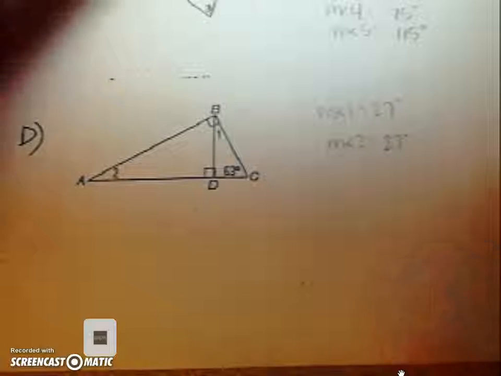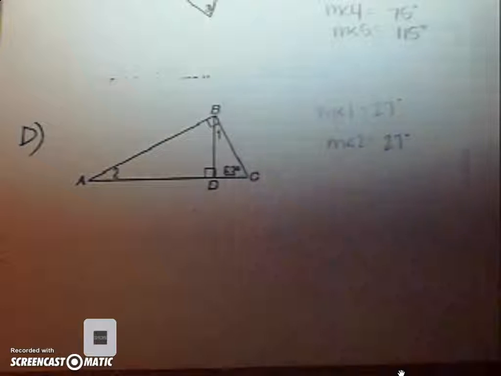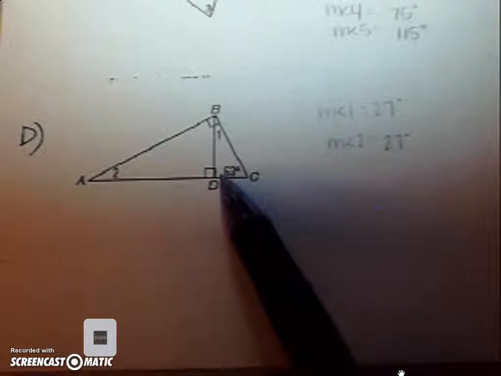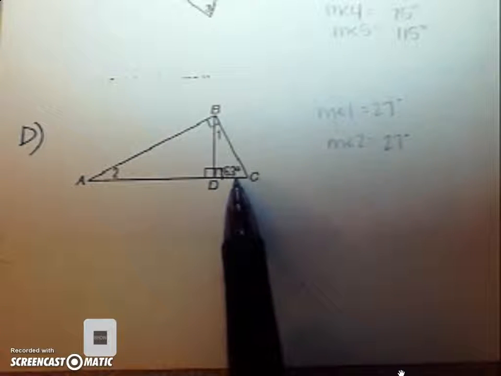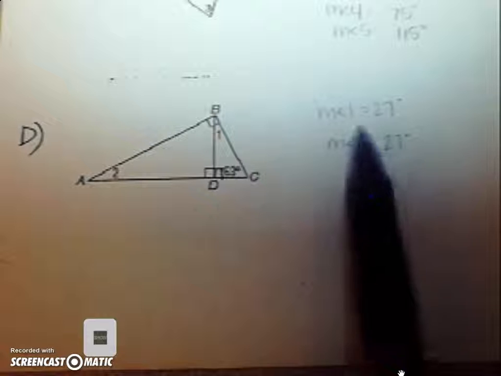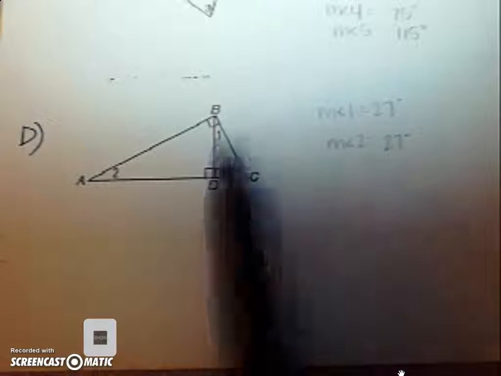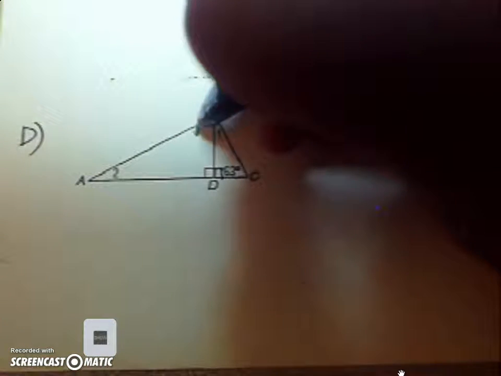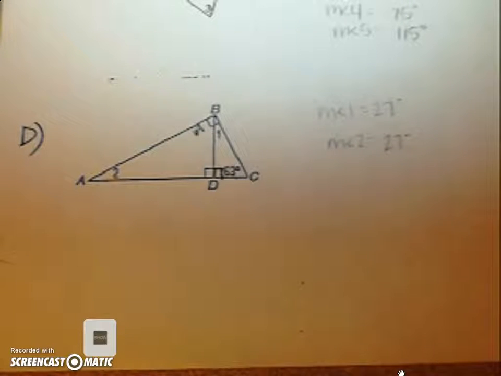Lastly, we have a right triangle here, and there's a right angle up here. So if I know that this is 90 over here as well, then I have 90 and 63 already accounted for. So the measure of angle 1 is going to be 27 degrees. If that's true, then this angle up here has to be 63. So the measure of angle 2 would also be 27 degrees. So it's just a matter of remembering that they all sum to 180 and looking at the relationships between them.